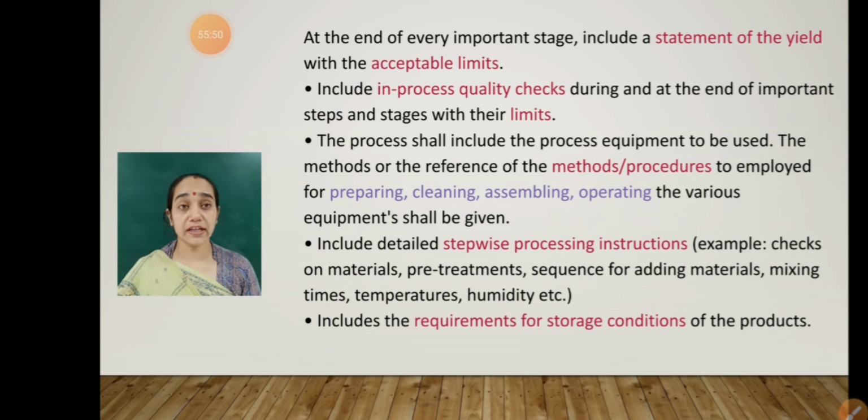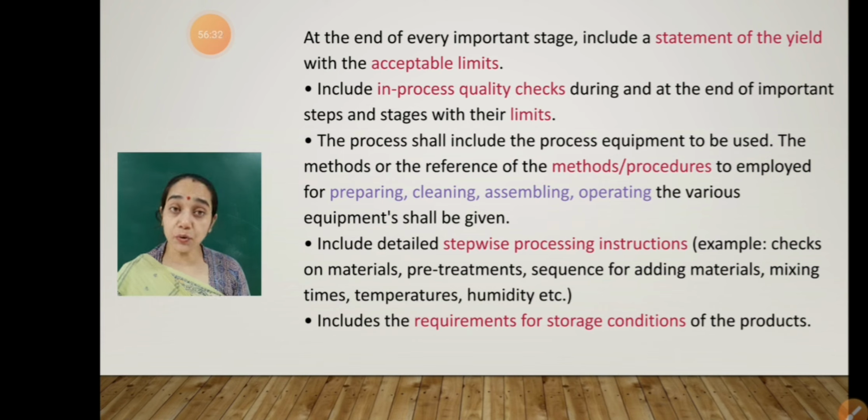The process as well as the process equipment, whatever may be used. For example, if we are going to mix, then this process should justify what kind of equipment has been used, what the model number is, and what the capacity of that instrument or equipment is that has been referenced. Along with this, there should be suitable methods or references of the methods to be employed for preparing, cleaning, assembling as well as operating the various equipment.